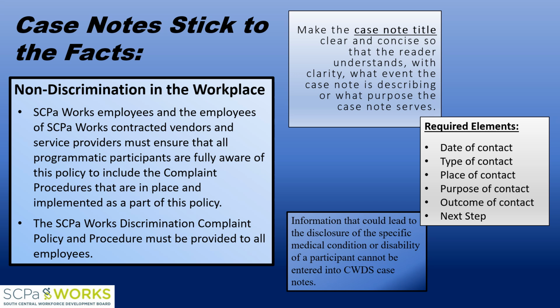Information that could lead to the disclosure of the specific medical condition or disability of a participant cannot be entered in CWDS case notes. Case notes may state in a general statement that a medical condition or disability exists but cannot provide information describing the condition or include the name of the condition. The case note should summarize that there are generalized barriers to employment instead of listing the specific sensitive information.